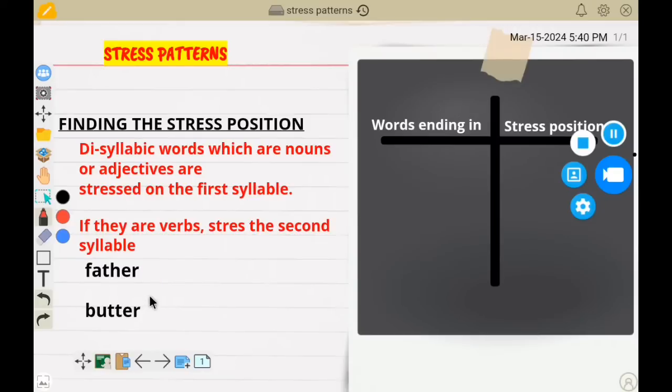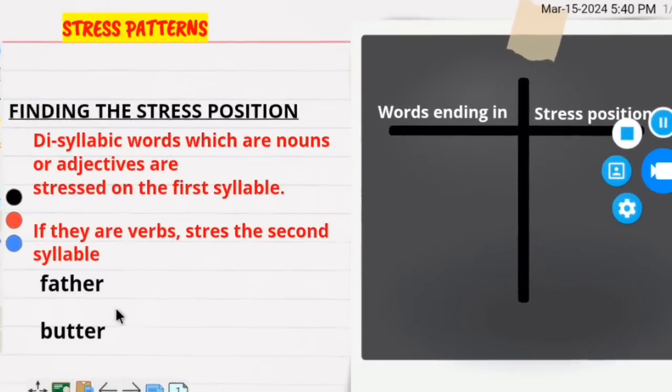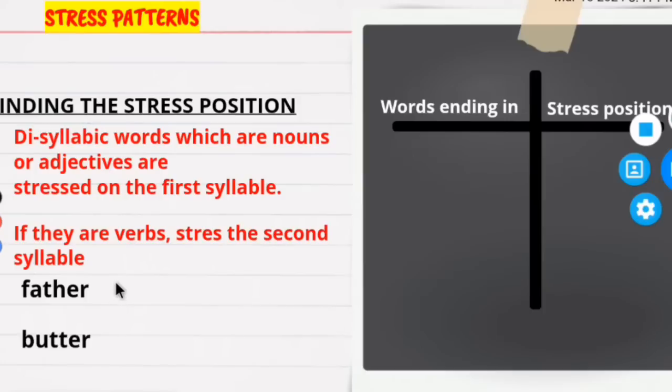To find where the stress is in this particular word, you have to break it down into syllables. So you know that father has 2 syllables. Since it's a noun, you follow this formula here. The stress will be on the first syllable. The first syllable is fa. That first syllable will be in caps, as in capital letters, while the rest will be in small letters. It's in caps because that's the part that is stressed.